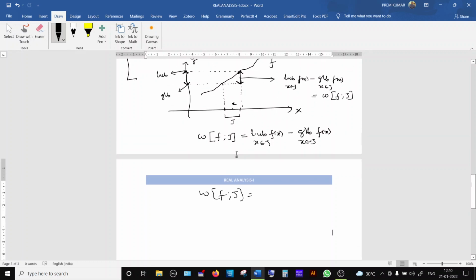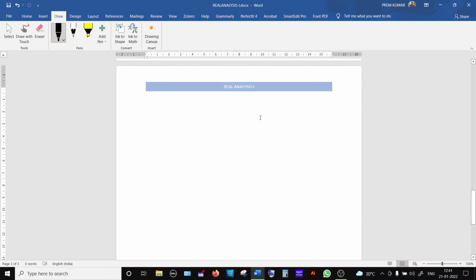So we just discussed what is an oscillation of a function over a set J. J must be a bounded open interval. That's very important. Now we are going to discuss the first theorem in this section.